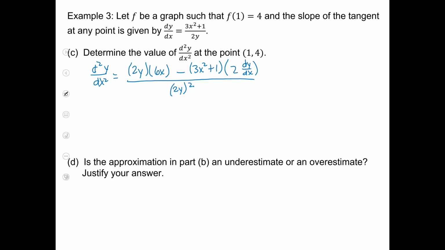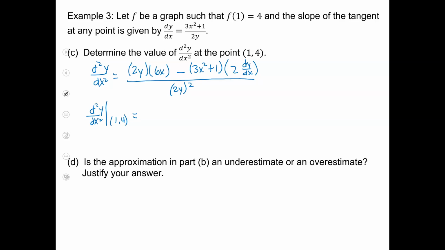Now, I could do some cleaning up of this. I could substitute in that entire giant fraction of 3x squared plus 1 over 2y for dy dx, but I'm not going to do any of that because in this case, the goal is not to get a nice simplified version of the second derivative, it's to evaluate it. So it's better to go ahead and start evaluating it just as it is and start putting the numbers in. So now we're going to evaluate this at 1,4.